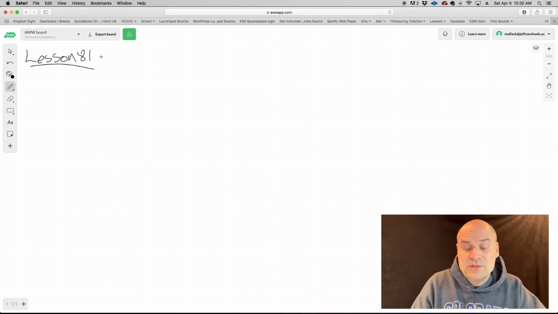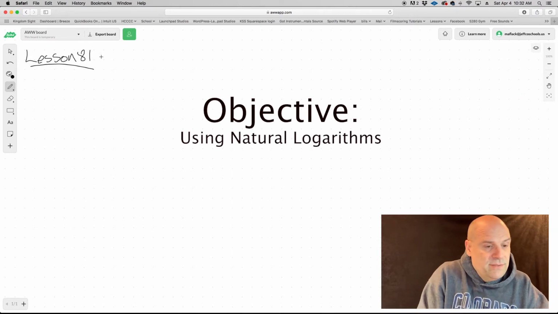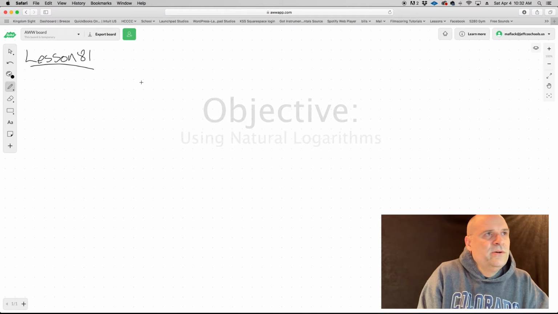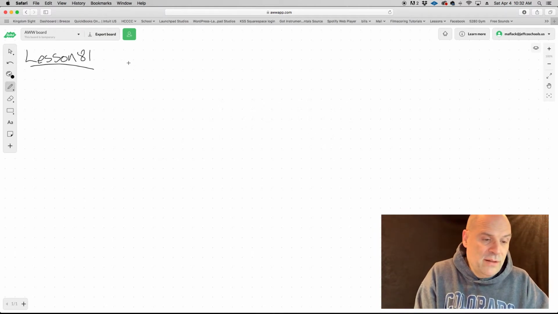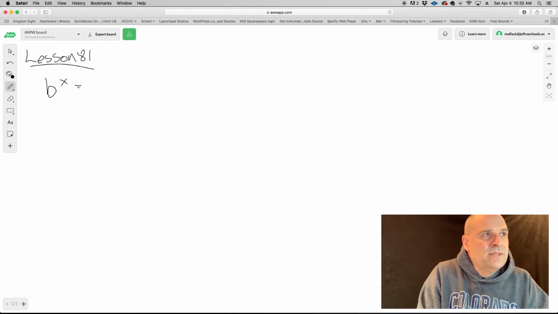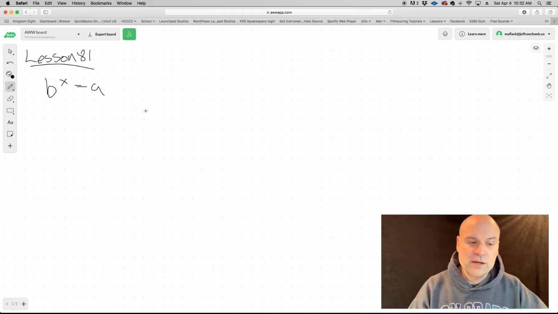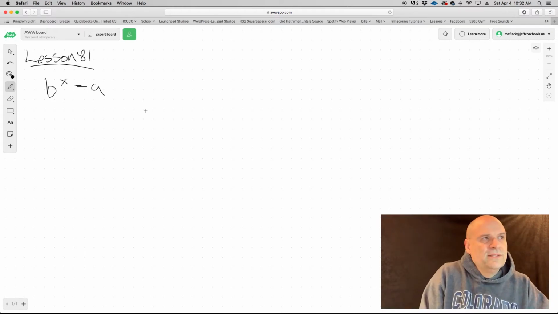All right, lesson 81. We're going to talk about natural logarithms and their properties. Okay, well, first, let's get a review of what logarithms are. So if we had an exponential equation, for example, b to the x equals a, we could transform this into a logarithmic equation that looks like this: log base b of a equals x.